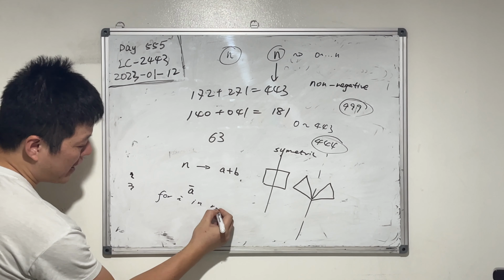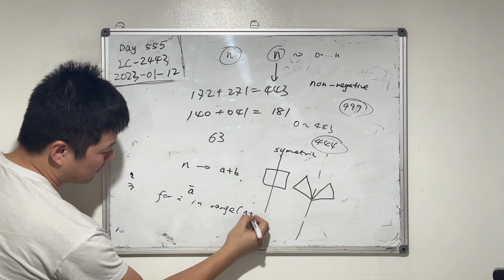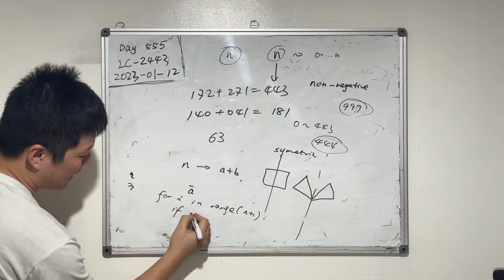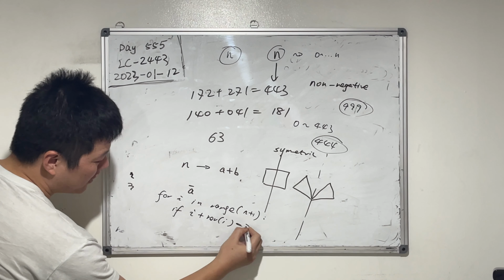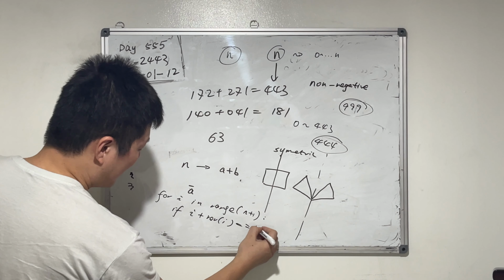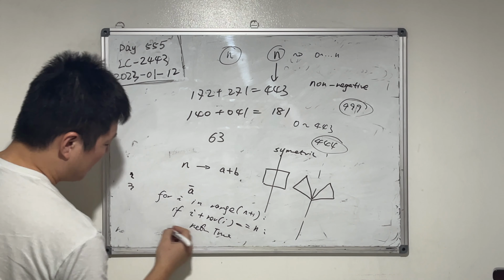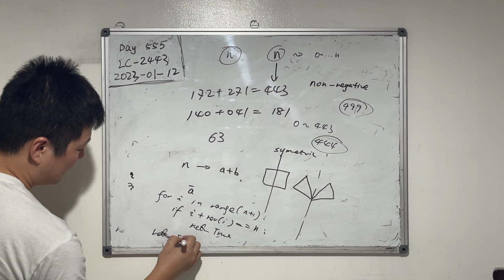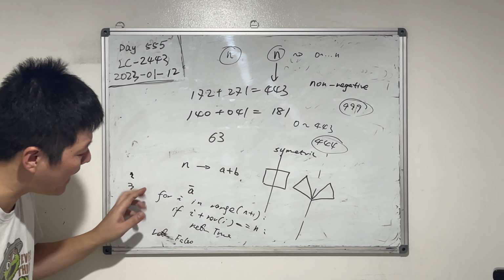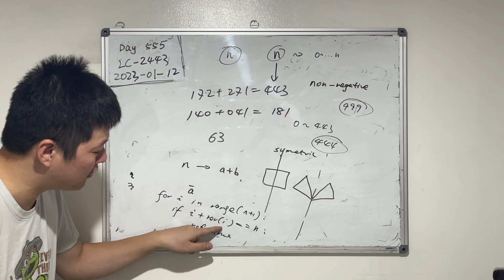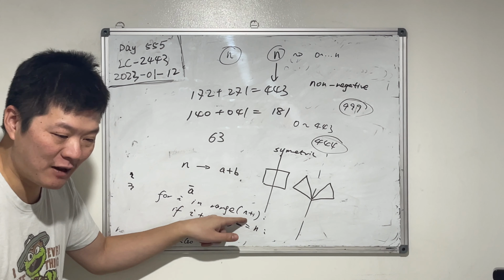For i in range from 0 to n plus 1, we check if i plus its reverse equals n. Then we return true, otherwise return false. Am I right? This is the brute force. We can write it using any: return any i plus reverse i equals n for i in range n plus 1.